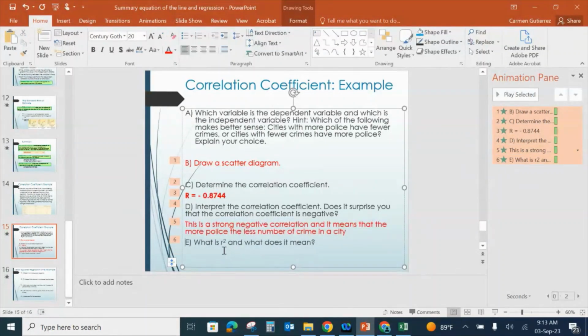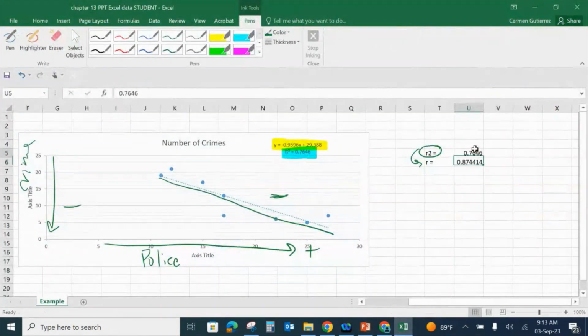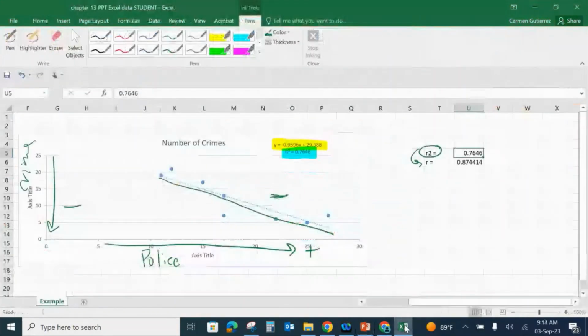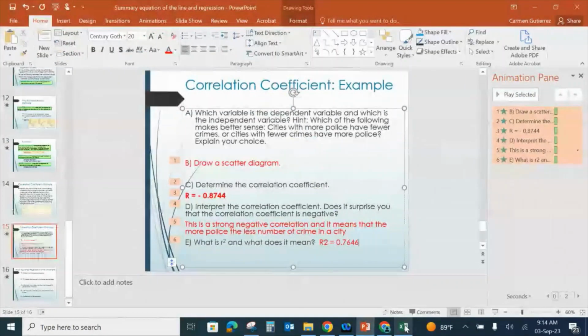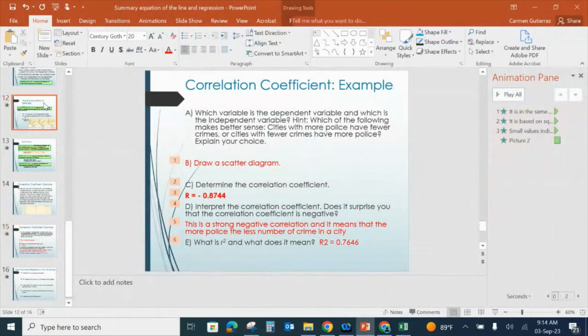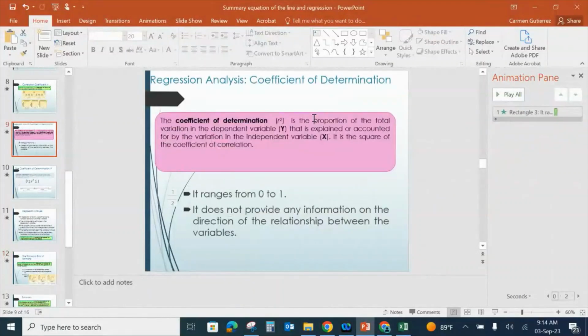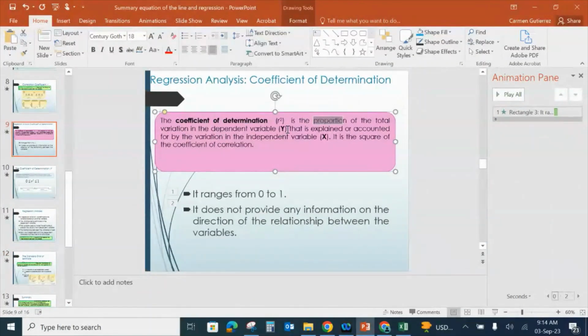Okay, all right, now what is the R square? Okay, R square was given to us directly here. R square is 0.7646. So let me type it here, and this is R square equal to 0.7646. Now R squared tells us here the percentage of y that can be explained by x.